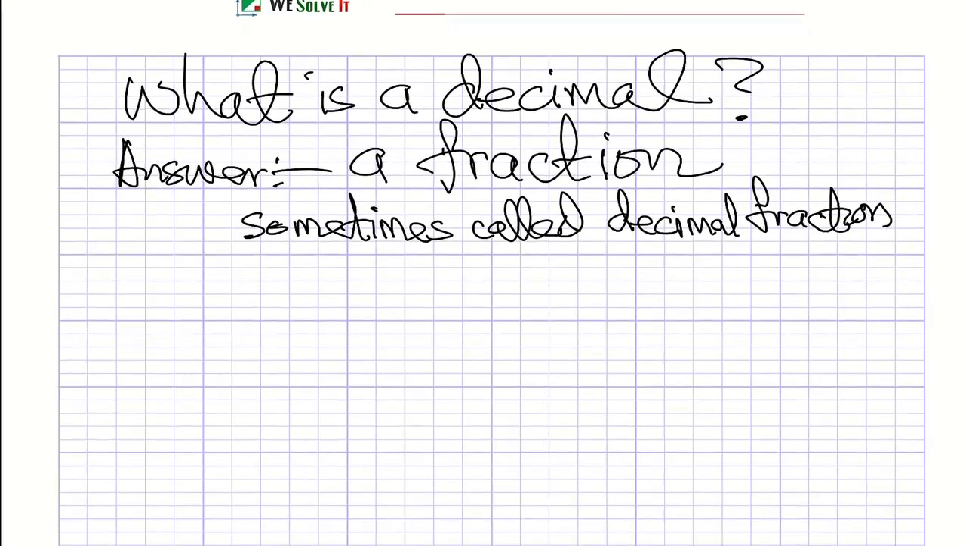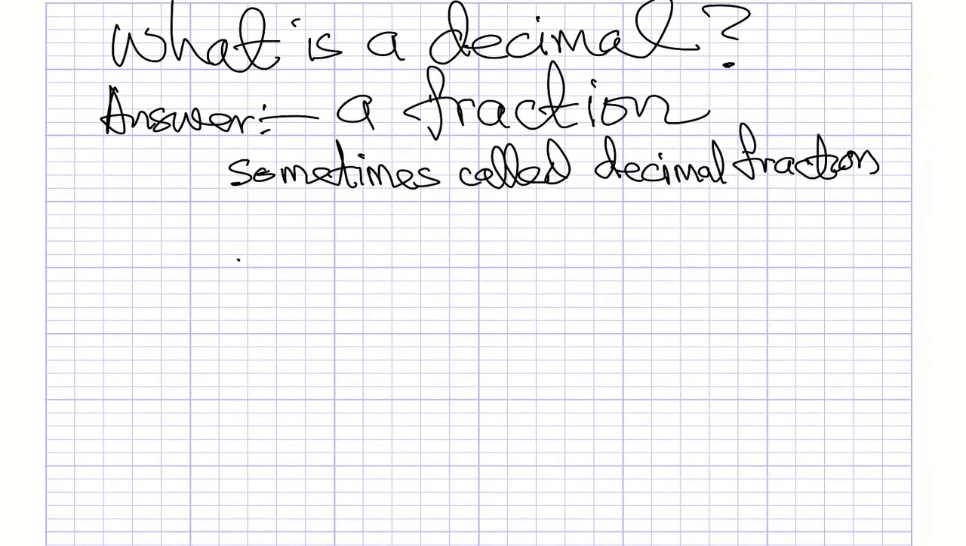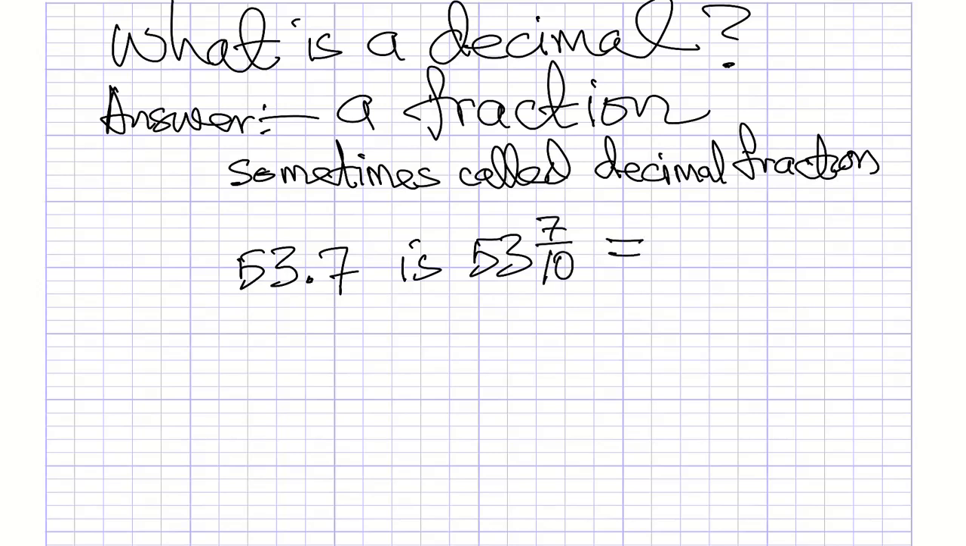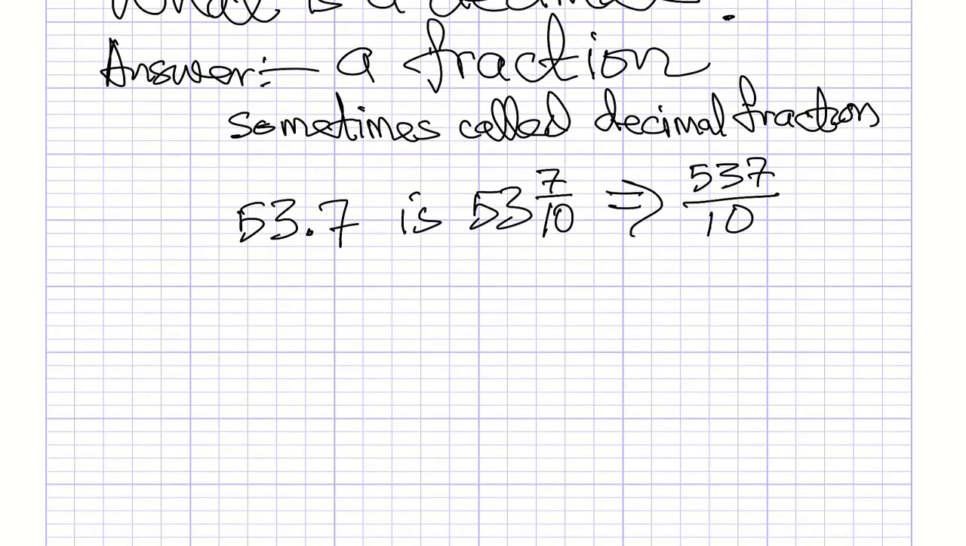Look at this here. 53.7 can be written as 53 and 7/10. See? You've seen that before when we did fractions. That can be written as you multiply 53 by 10, you get 530 plus 7, 537, right? You've seen that before. Over 10. The same thing.